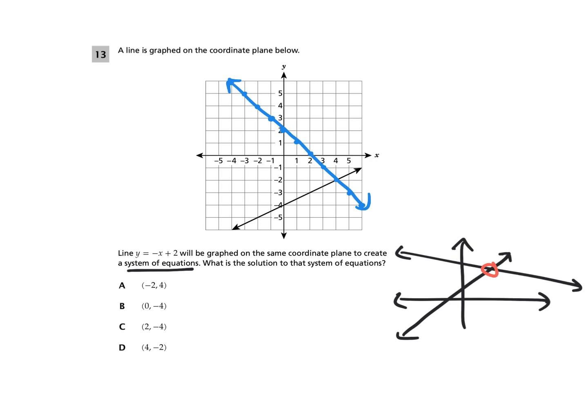So here we have an intersection point. It's right here. But the question is, where is that intersection point? Well, we always put the x first. It's going from the origin 1, 2, 3, 4, and then down 2. So it's 4, negative 2, and we have D as our answer. Let's go on to the next one.